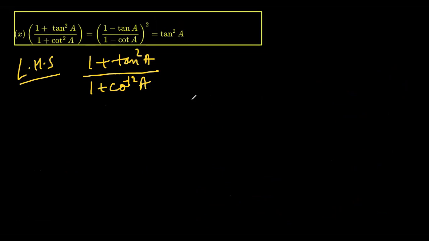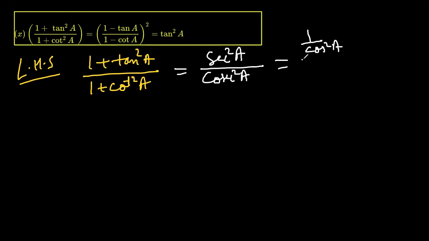Now 1 plus tan square A is sec square A. So this is sec square A, and 1 plus cot square A would be cosec square A. So, well, we can change this into sin cos now. This is equal to 1 by sec. Sec is the reciprocal of cos, can be written as 1 by cos square A, divided by cosec, which is the reciprocal of sine.